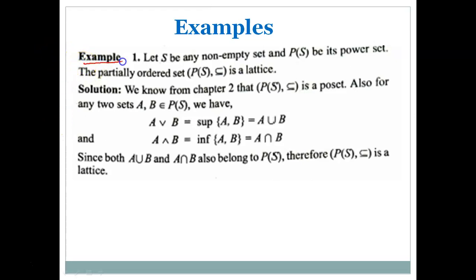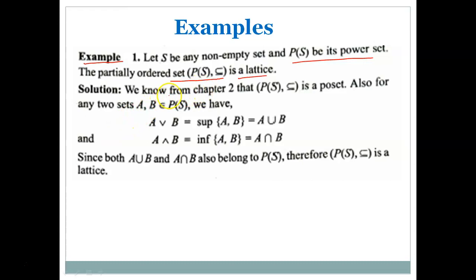Example 1: S is any non-empty set, a very common example we have already talked about, and P(S) is the power set. Then we know that P(S) with respect to the inclusion relation is a partially ordered set, and here we want to show that it is a lattice. From the definition it is clear that if a set is a lattice, then first of all it must be a partially ordered set, and then the second condition of existence of supremum and infimum must also be satisfied.